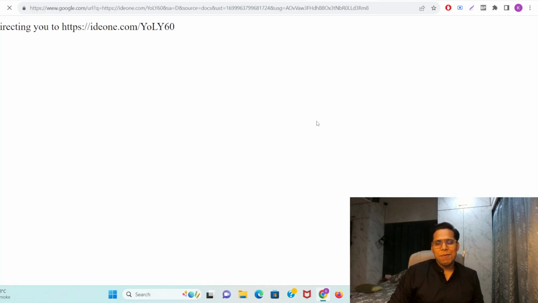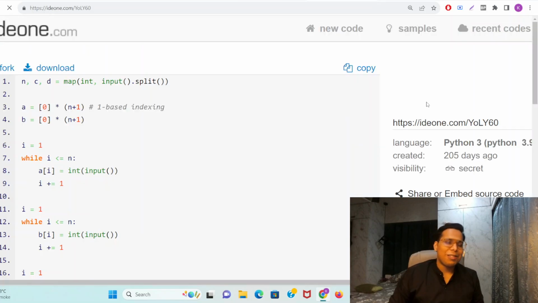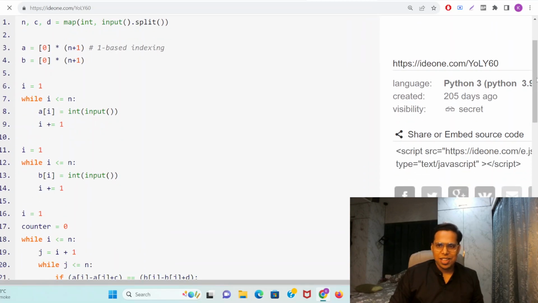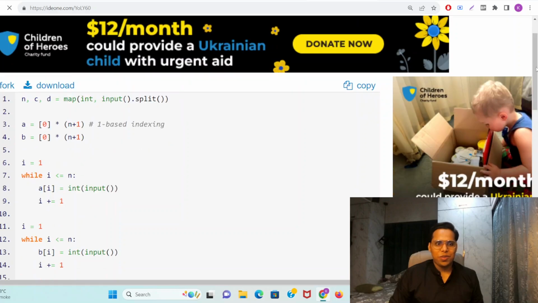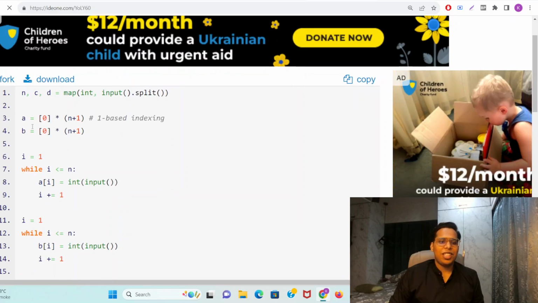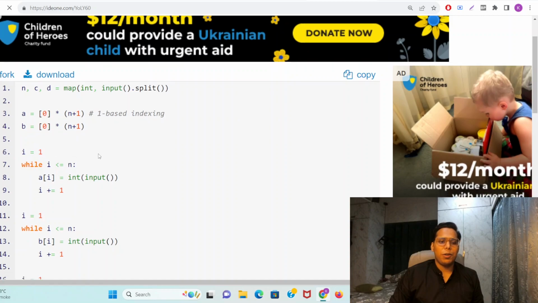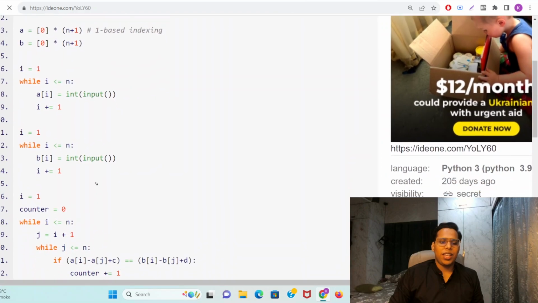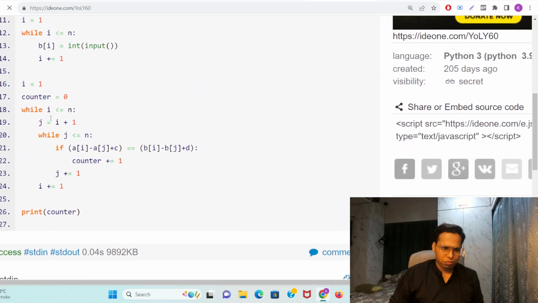Guys, similarly, Python code. Python codes are so small and so nice. My goodness, I love them. I train students for all three languages. Okay. C++, Java, Python. So guys, n, c, d, you can check the A array, you can check the B array. My i is going from 1 to n. Okay, taking input of each number. B, I'm taking all the inputs in Python.